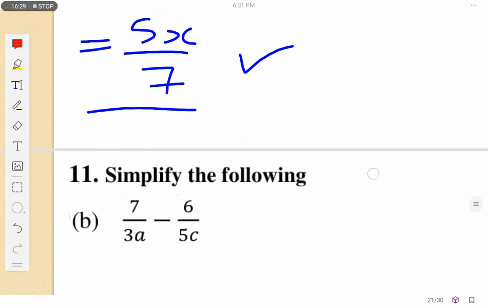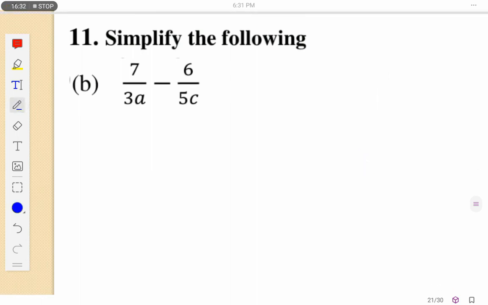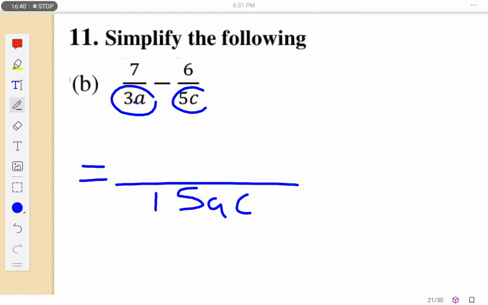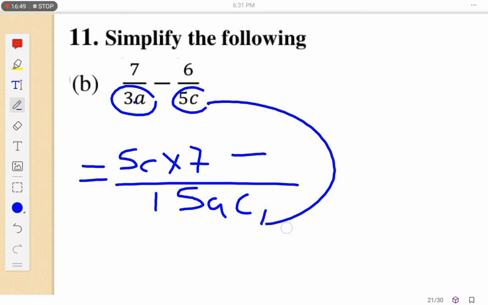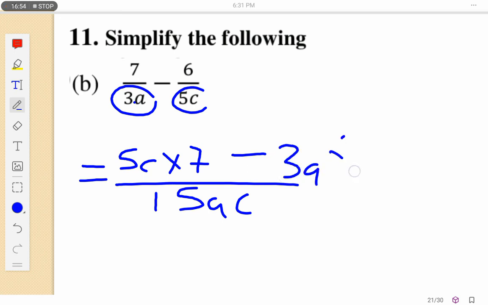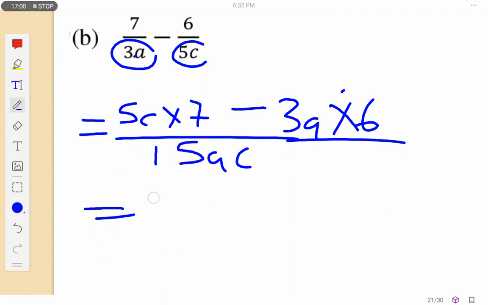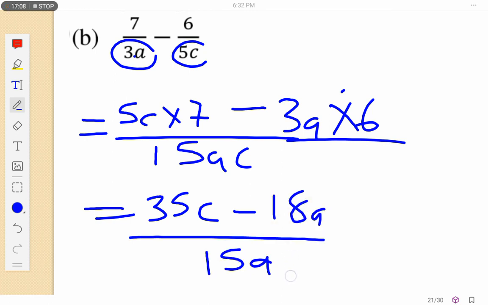Let's do the last question. Okay, for this one, the common factor here, we can even simply multiply this one and this one, and we can have 15ac. Now we are saying 3a into this one, it is going to be 5c times 7 minus 5c into this one again, it is going to be 3a by 6, like that. So we now simplify 5c times 7, that's 35c, minus 3a times 6, we get 18a, all over 15ac. This is our final answer.